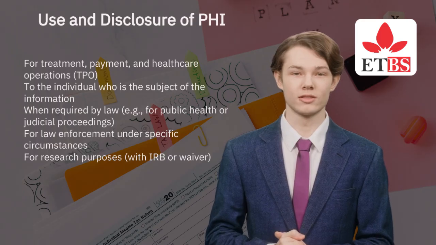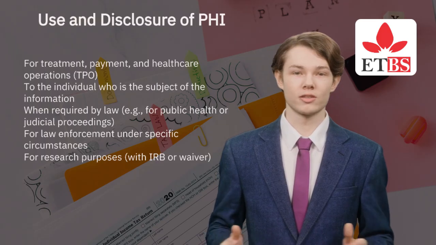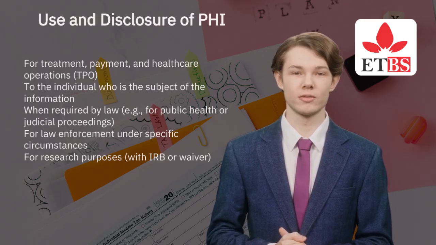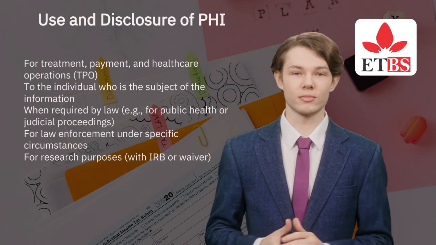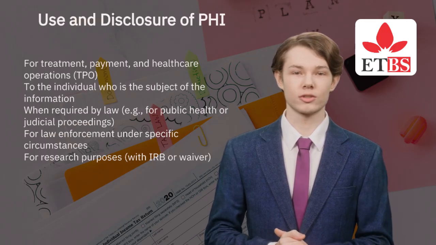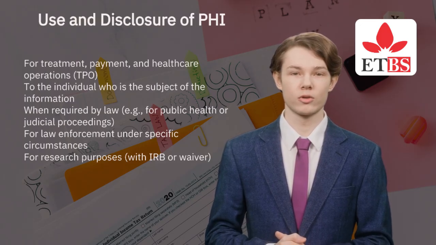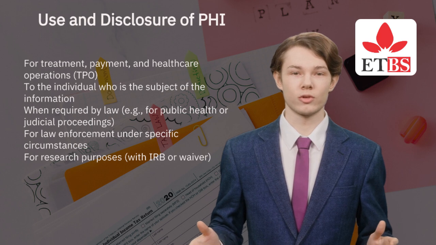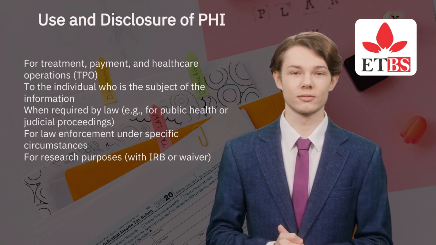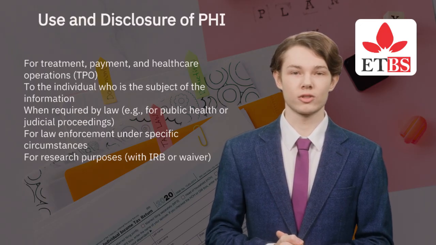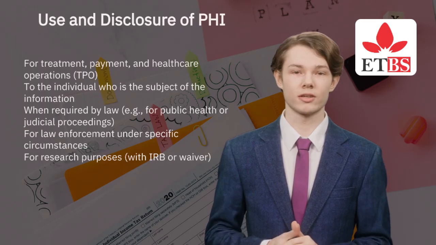5. Use and disclosure of PHI. The Privacy Rule allows PHI to be used or disclosed without authorization only in specific situations, such as for treatment, payment, and healthcare operations, TPO; to the individual who is the subject of the information; when required by law, e.g., for public health or judicial proceedings; for law enforcement under specific circumstances; and for research purposes with IRB or waiver. All other disclosures require written authorization from the individual.